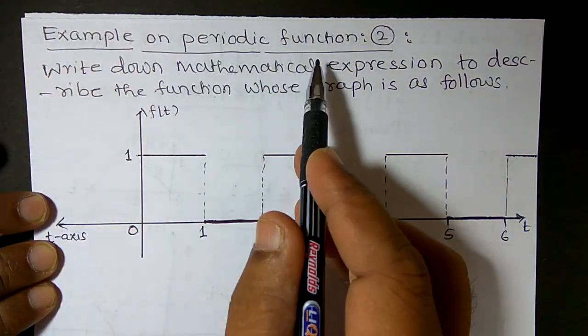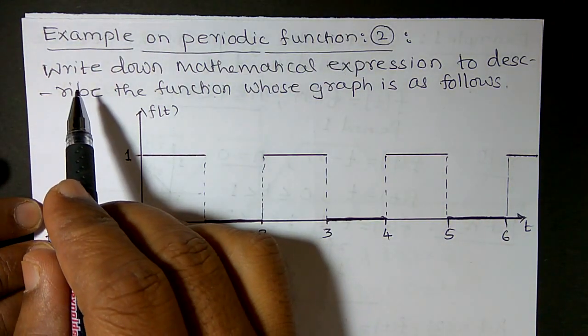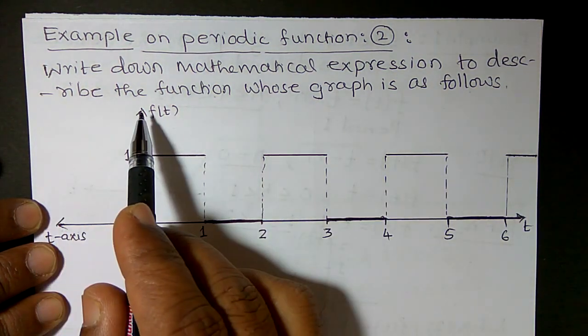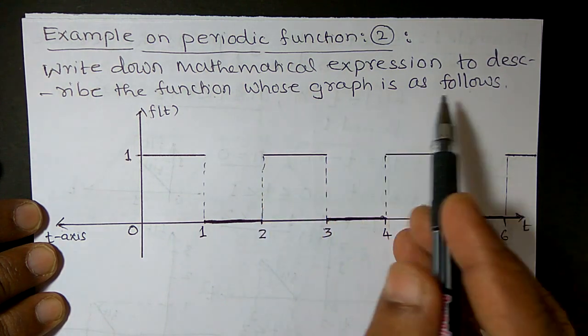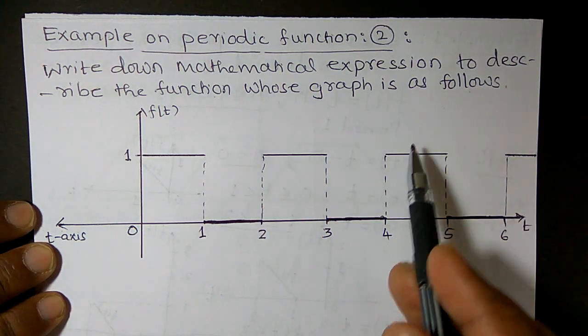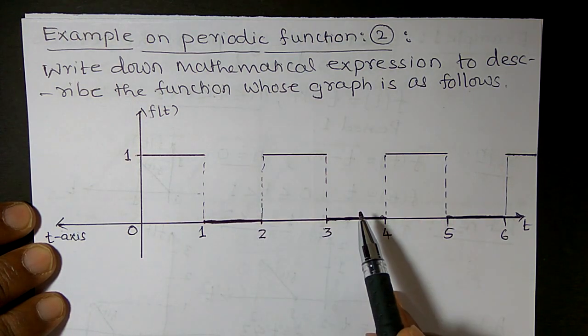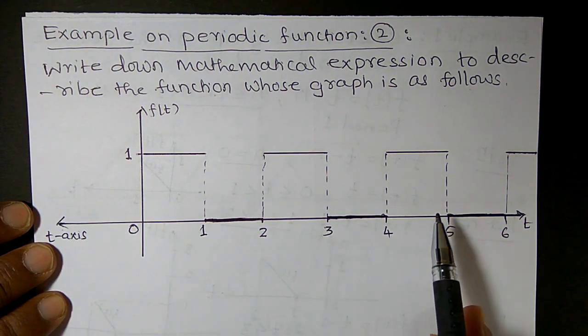So, an example on periodic function. It is given: write down a mathematical expression to describe the function whose graph is as follows. So it means they have given the graph. Now I want to write down the equivalent mathematical expression for the given graph.